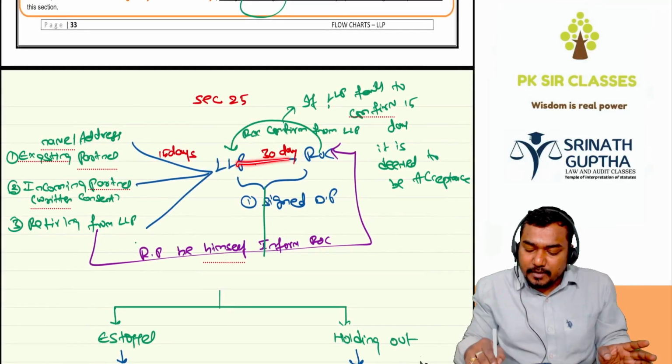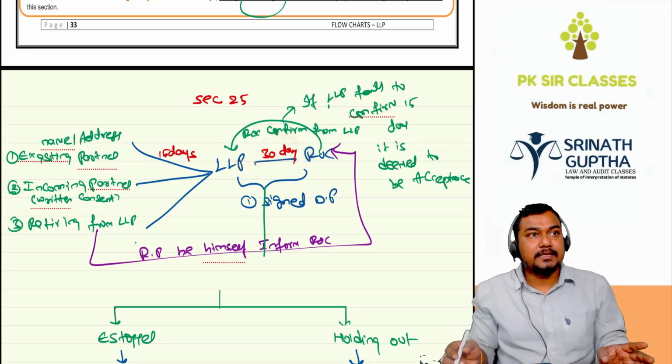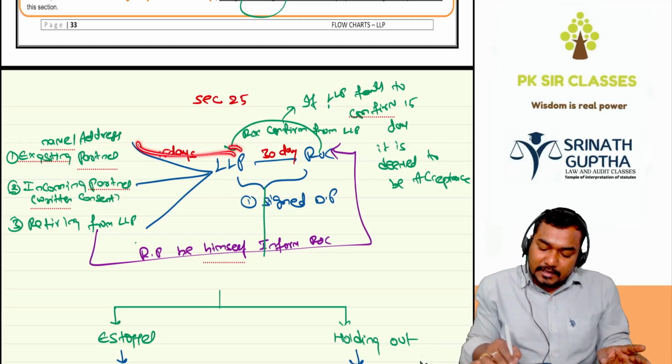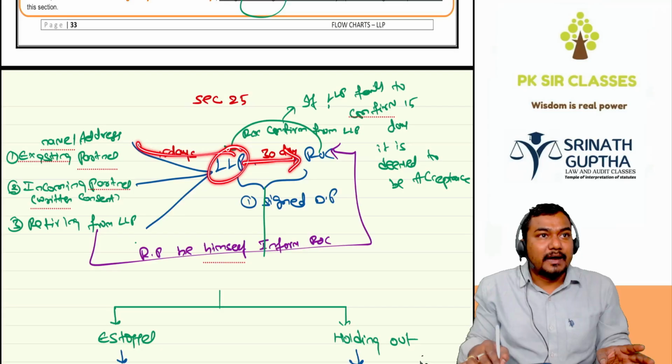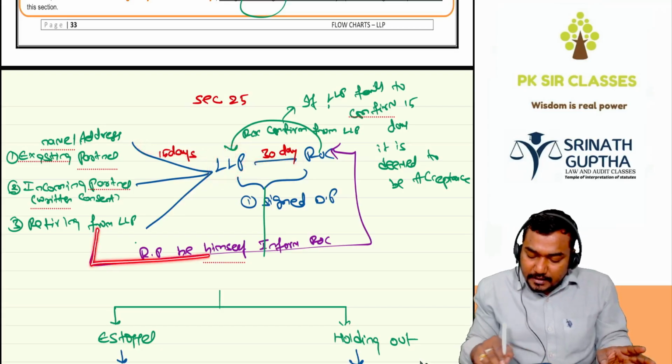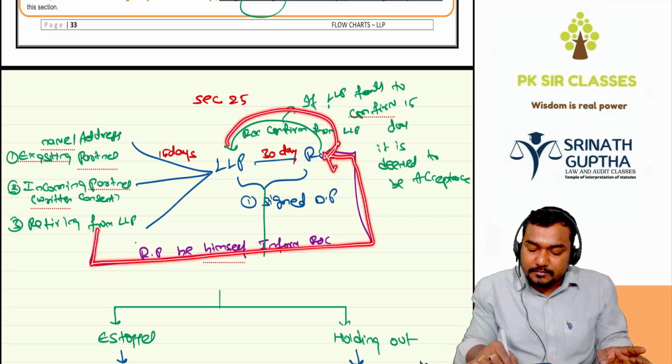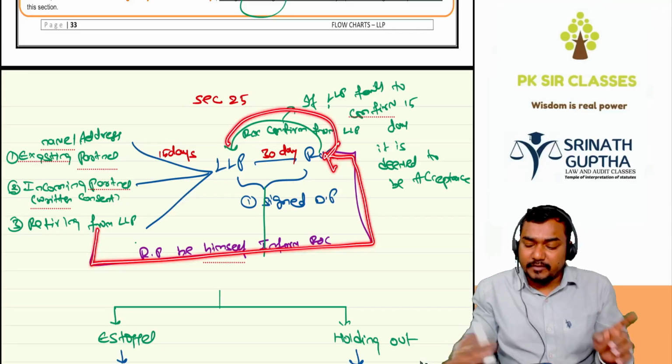Then the LLP has to inform the ROC within 30 days, and it must be signed by the DP. Clear? For example, beta, we inform the LLP, but the LLP is not informing the ROC. Then the retiring partner directly informs the ROC. Then the ROC will confirm the same thing from the LLP.